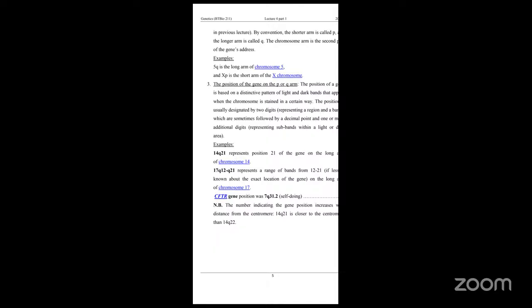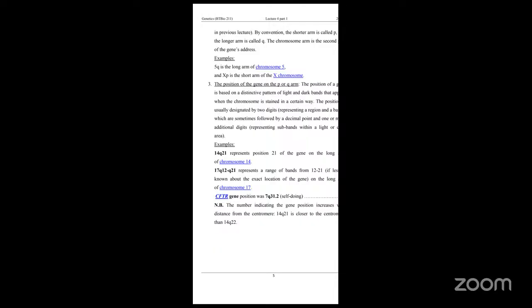Like for example 14q21. Now what does it represent? It represents the position 21 of the gene on the long arm of chromosome 14. So in 14q21, the last two digits, that is 21, represent the position 21 of the gene. Q stands for long arm. So position 21 of the gene on the long arm of the 14th chromosome. 14 is the chromosome number.